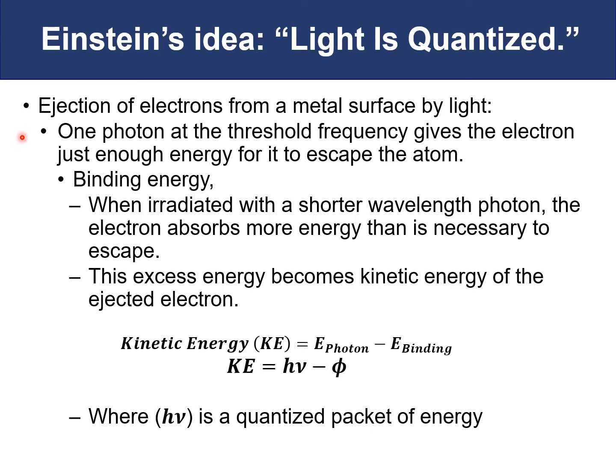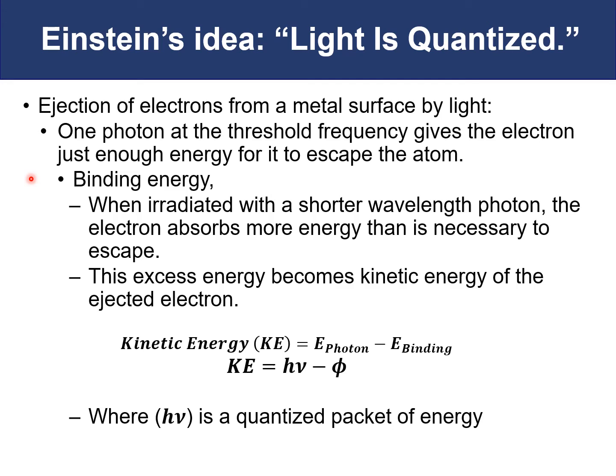Where the idea of quanta, or photons, of light succeed in explaining the photoelectric effect and where waves do not is that particular threshold frequency. Using light as a photon, or light as individual packets, one photon at the threshold frequency gives the electron just enough energy for it to escape the atom. That value would be called the binding energy. If the photon doesn't have sufficient energy, then no matter how many photons bombard the atom, no electrons are going to be emitted.